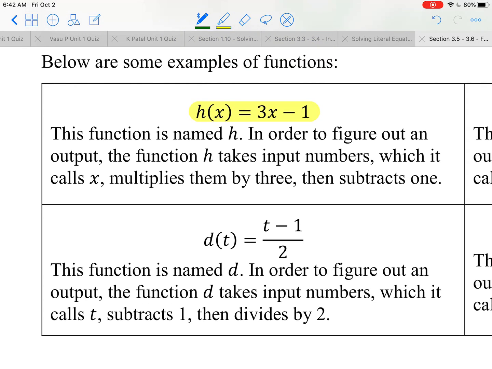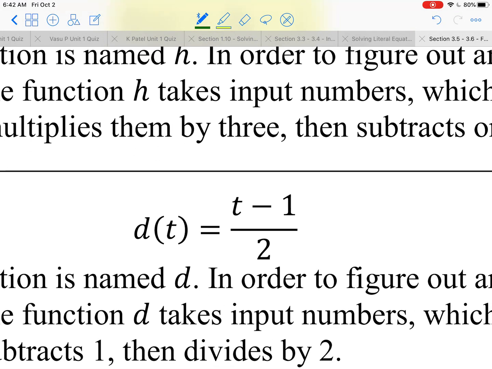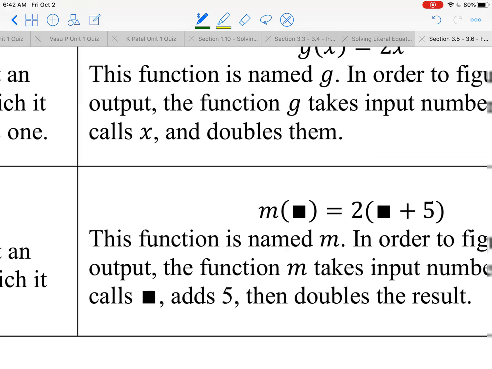Okay, so x isn't always the input. It's usually the input for stuff we do, but sometimes you might see other letters. So don't feel too uncomfortable. Just pretend like the t's are x's. So this is kind of the same thing as saying d of x is equal to x minus 1 over 2.